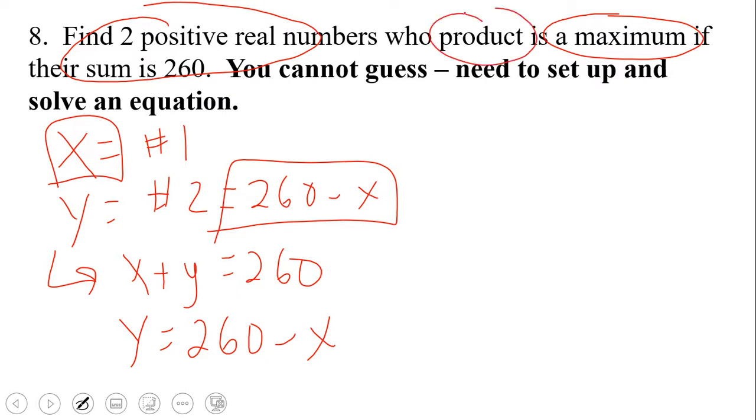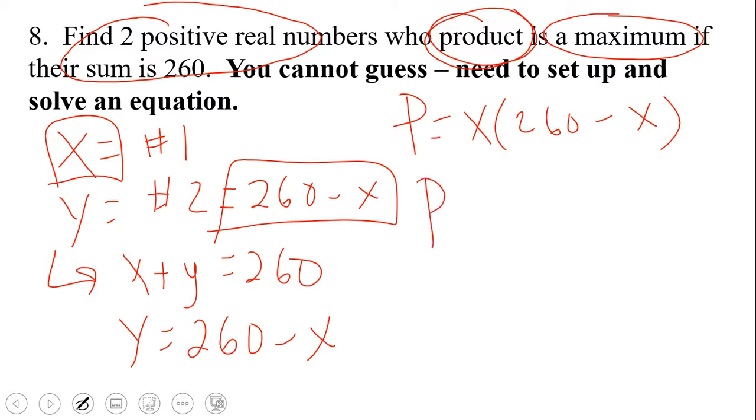I am trying to find their product. So of course that product would mean that you multiply them together. So if you multiply them together, that would be x times 260 minus x. That's an example of a quadratic in factored form. If you remember how to find the vertex in factored form, feel free. If you don't remember, go ahead and distribute. When I distribute, I'm going to get a 260x and a negative x squared.